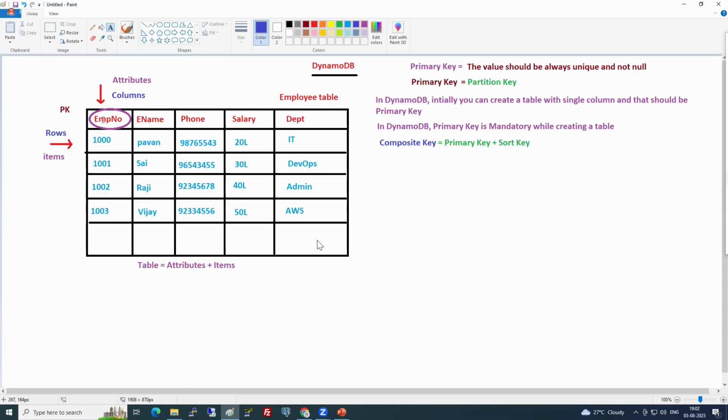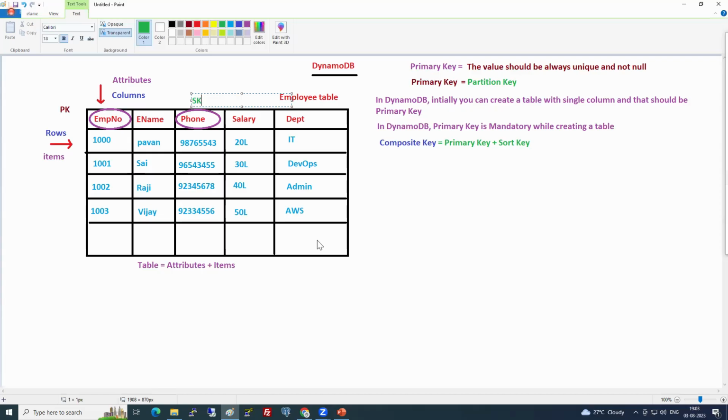Sort key meaning, in these columns, what will be the next possible primary key? Phone number. Name? Name can have duplicates, we have so many Pawans, right? It is possible to have duplicate values. But what would be the next possible primary key? Phone number. Phone number should always be unique. Is it possible for two employee numbers to have the same phone number? Even husband and wife have different numbers, correct? So the next possible primary key is phone number, and this will be the sort key.